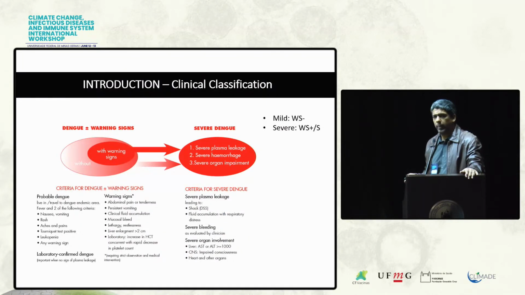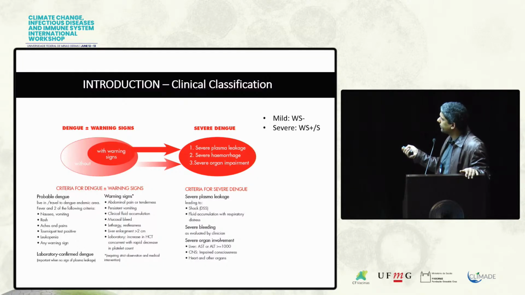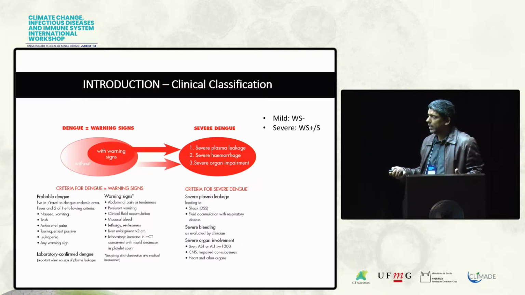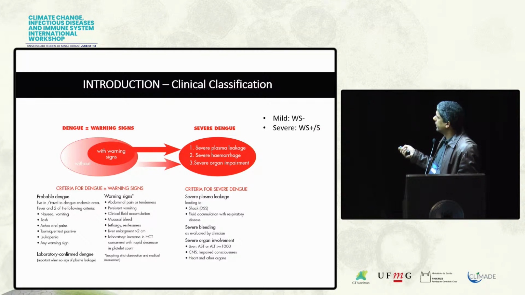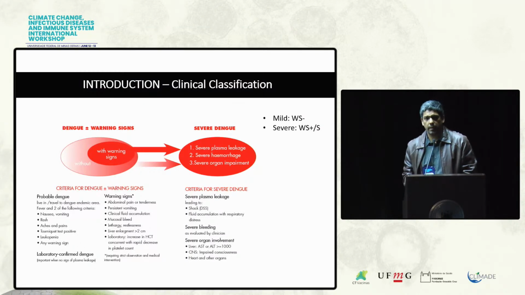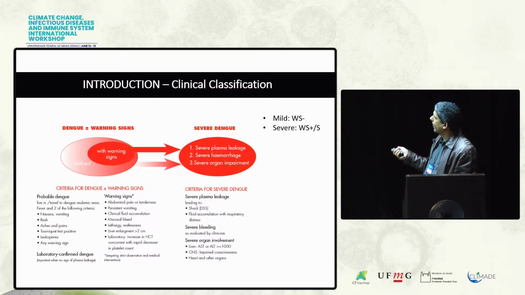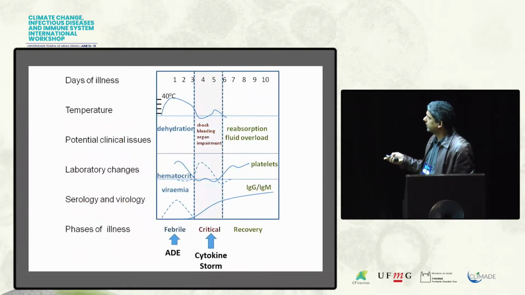Dengue is classified by WHO as dengue without warning signs, with warning signs, and severe dengue. So in our work, we just use dengue warning signs negative, which is a mild case of dengue, or dengue with warning signs positive and severe dengue combined, because we didn't have enough severe cases in our cohort to separate this as a group.